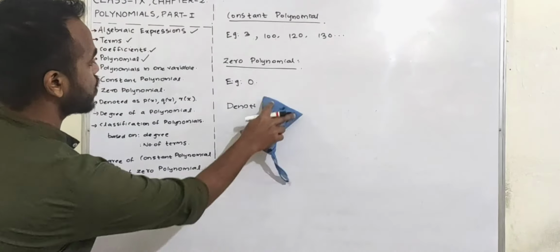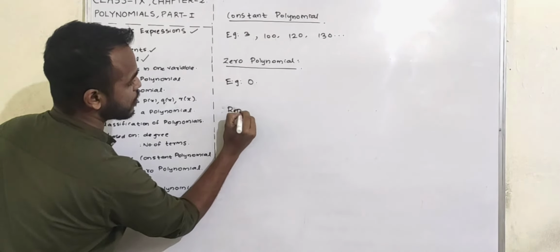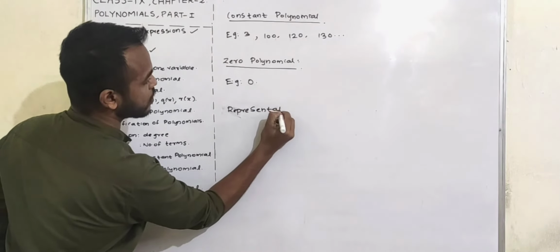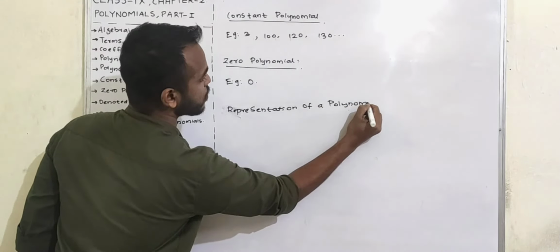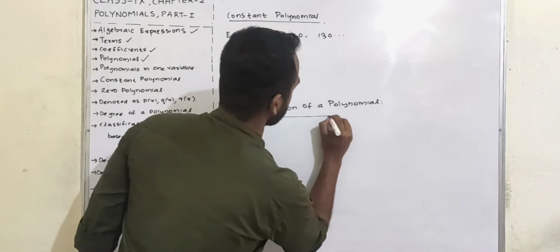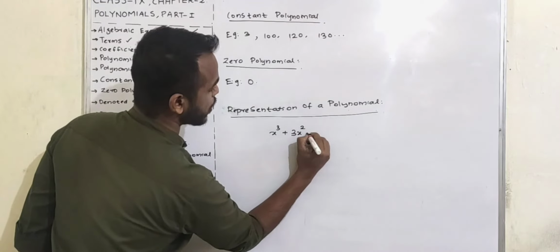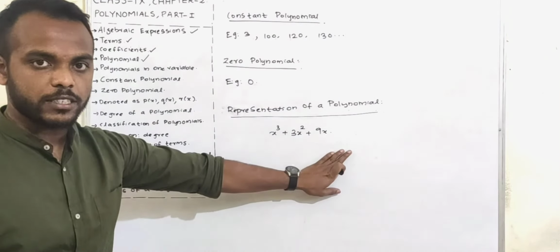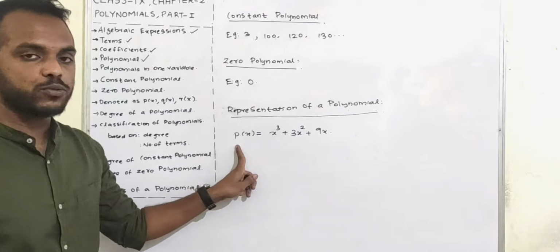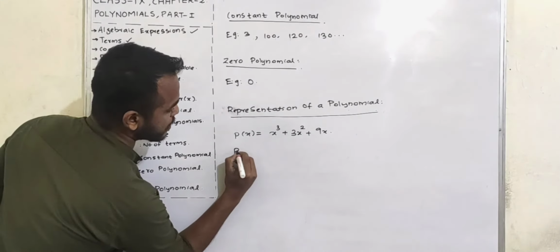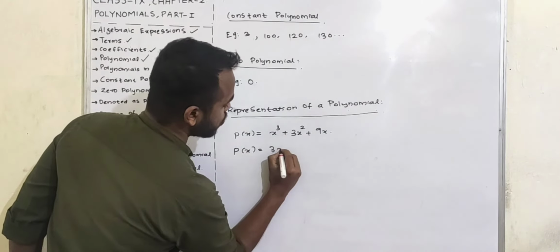Denotation, or how to write, how to represent a polynomial. Representation of a polynomial. We have learned so many polynomials: x cube plus 3x square plus 9x. This is a polynomial, right? We used to represent this polynomial as p of x. How will you write this one? p of x. Then say another example: p of x is equal to 3x.